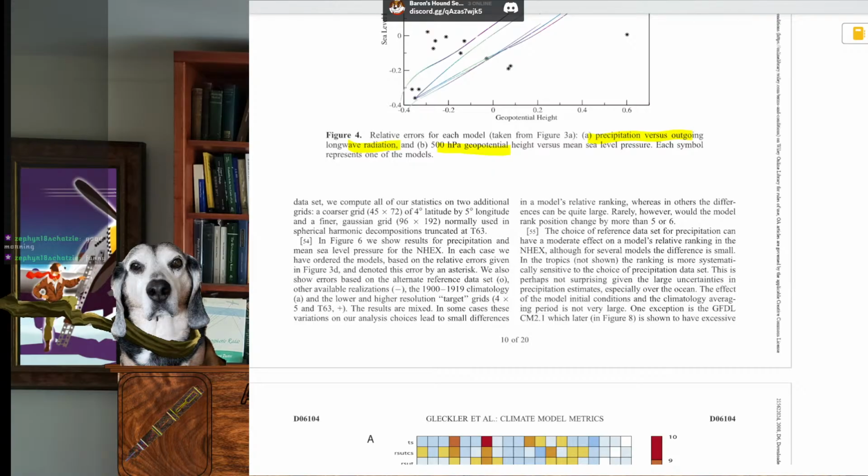So let's see here. Here we go. All right. So figure 6 was to show the results of the precipitation at mean sea level. Okay, so what are we trying to do? Right, so we care about the relative ranking. We don't care about the specific climatology of these models. The choice of reference data set for precipitation can have a moderate effect on the model's relative ranking, although the difference is small. Okay. This is perhaps okay. Yep.